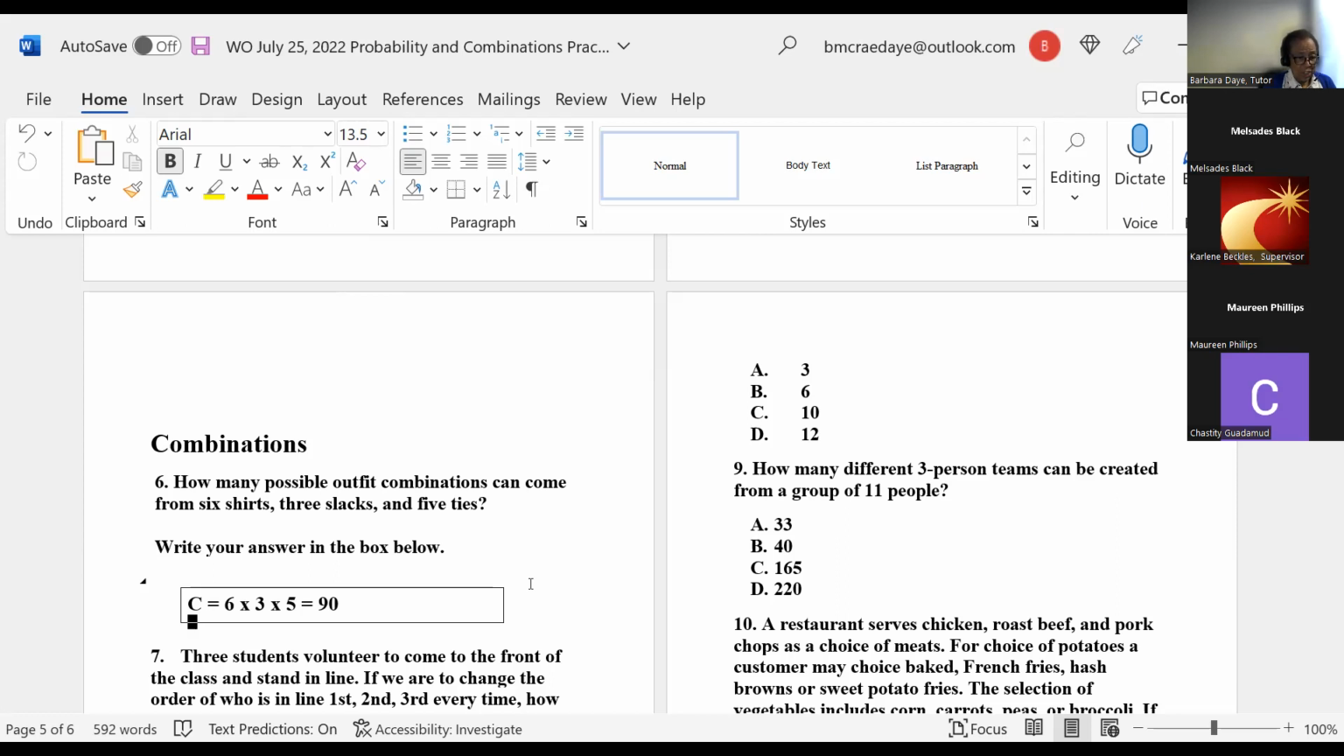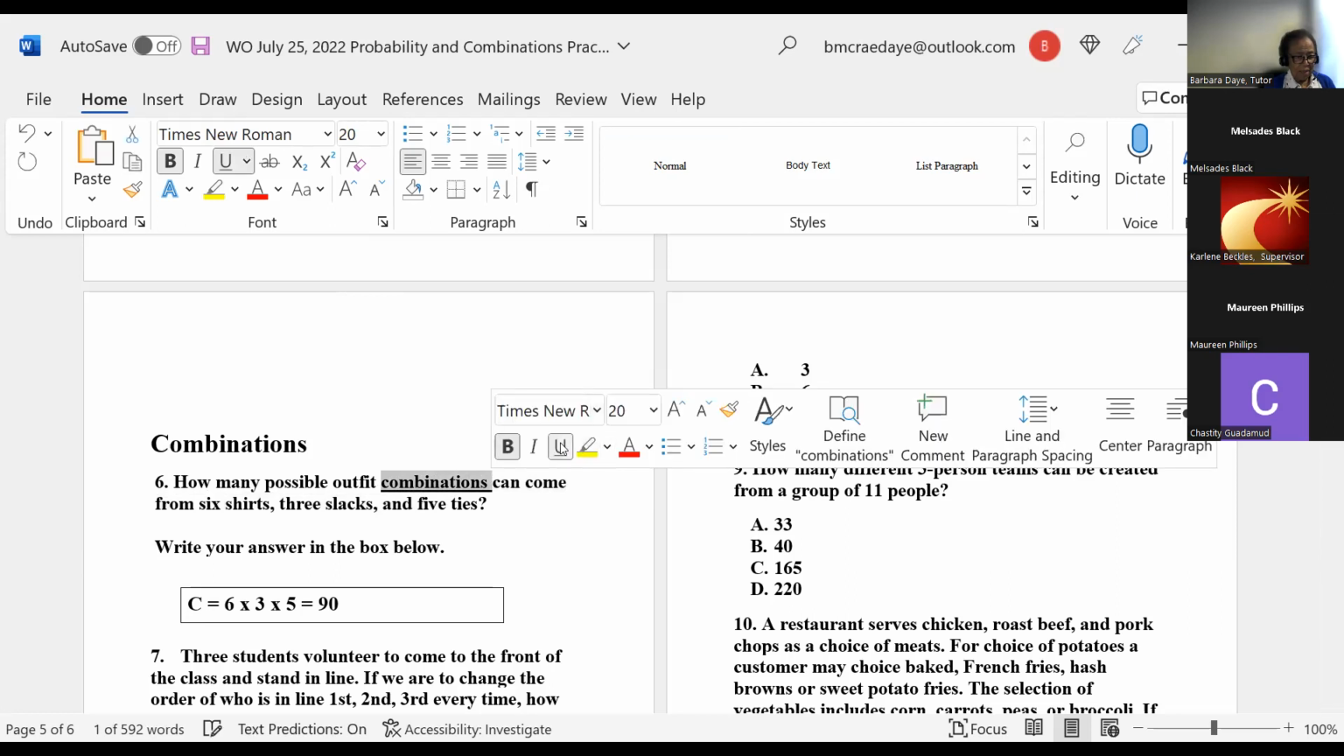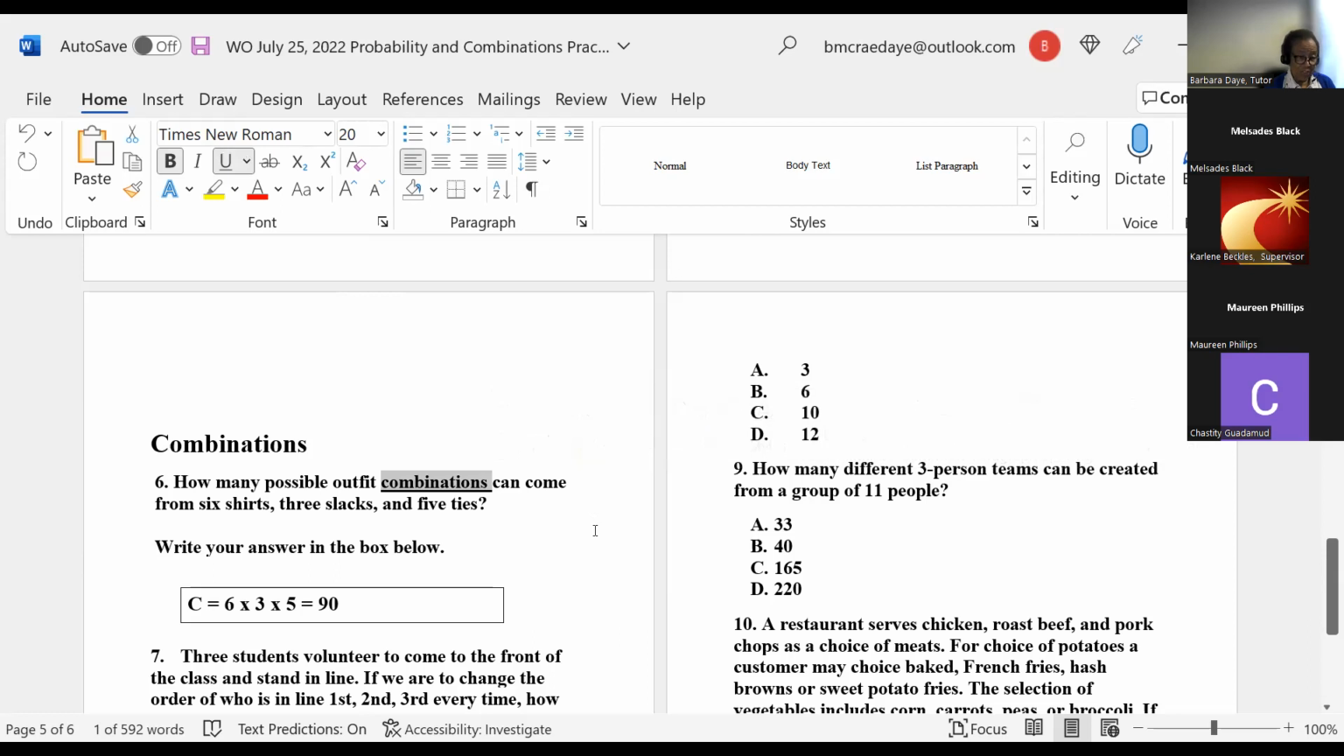But combinations. You need to look at combinations. That's your key right here. I understand what you do because it's a combination. If you combine them, then multiply all of them. Okay, yeah. So combinations.